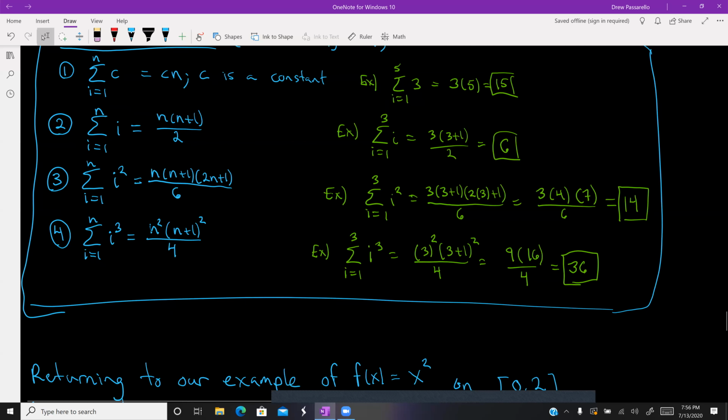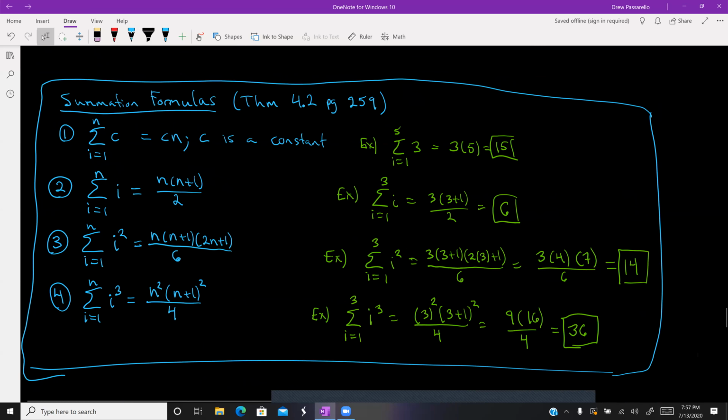And then this is the i cubed formula. And again, I'm still just using 3 as an example for n. And this is what it becomes. So n squared is 3 squared, n plus 1 squared is 3 plus 1 squared, and then divided by 4. It's 9 times 16 over 4, so it gives you 36.